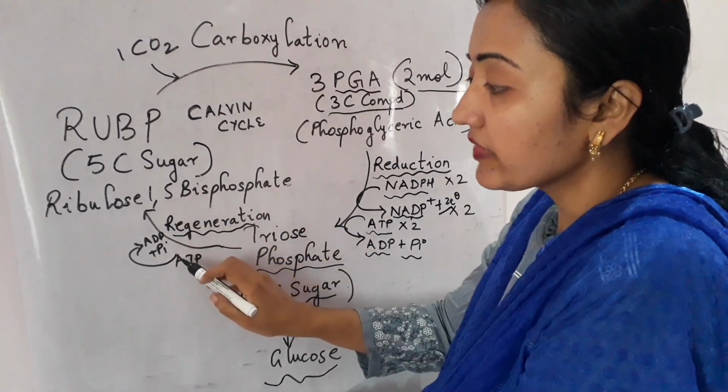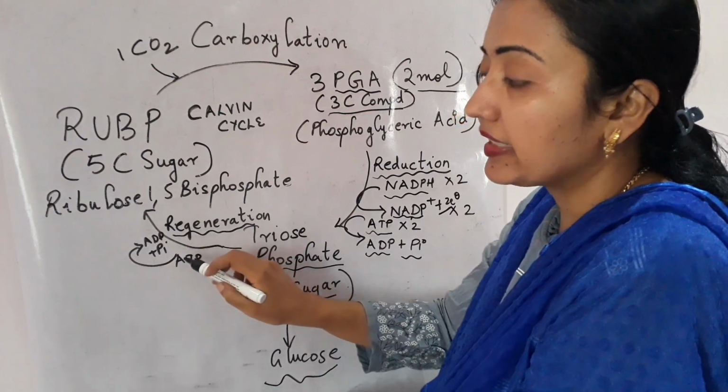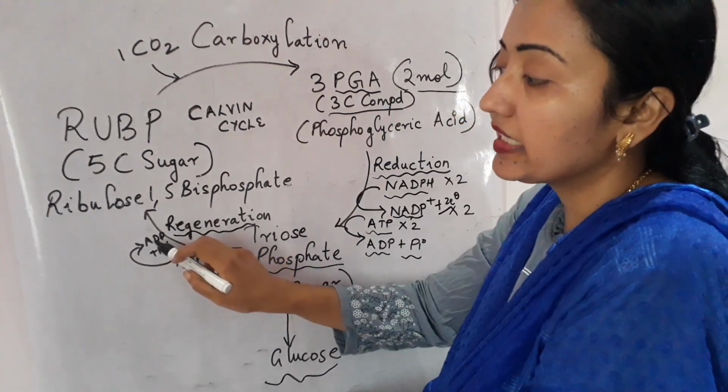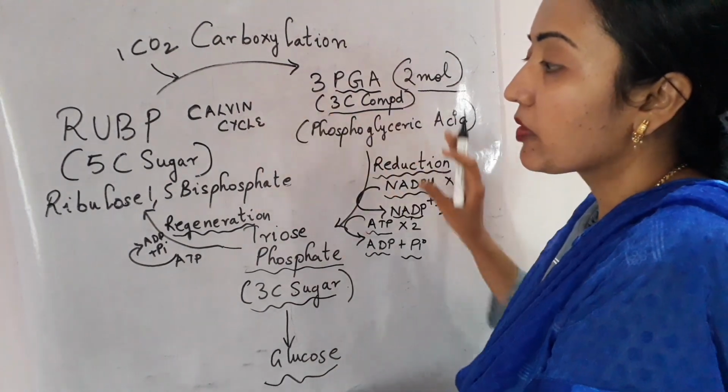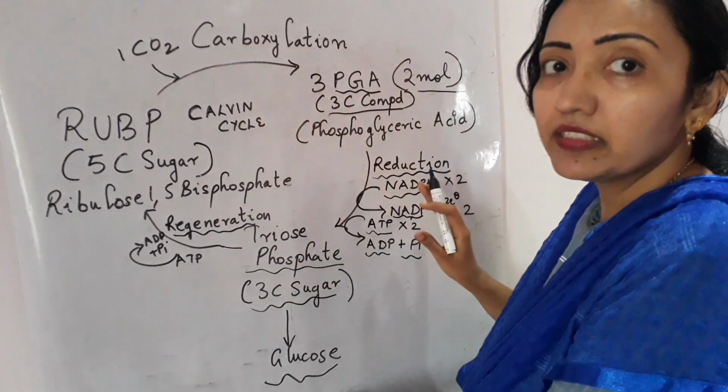Here ATP is utilized. ATP is required for this process. ATP is broken into ADP plus phosphate. So this process is called the Calvin cycle.